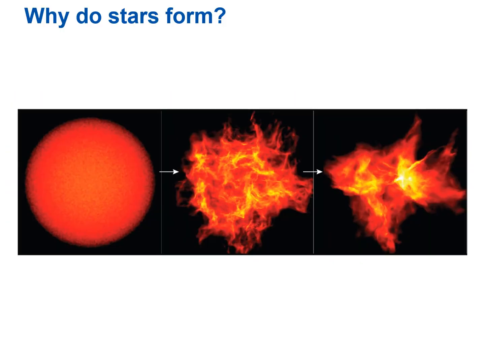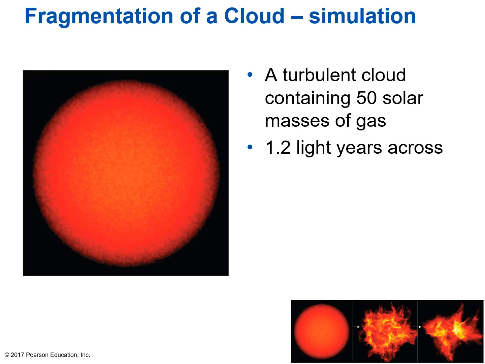Why do stars form? A star starts as a very large cloud, such as some of the examples I showed earlier in this video. And what this image represents is a computer model, a simulation. So a large cloud, this particular simulation is a typical cloud about 1.2 light years across. And it contains about 50 solar masses worth of gas.